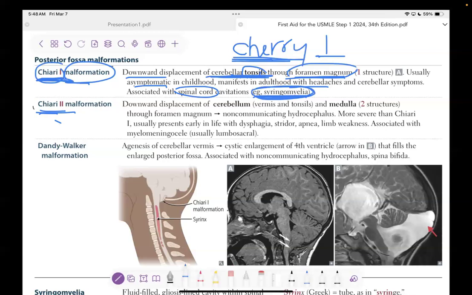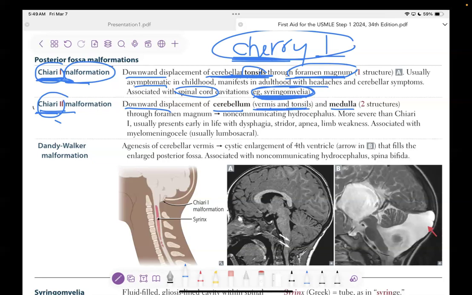In spinal cord, which is called syringomyelia. Whenever we say Chiari-2 malformation, now according to my mnemonic, Chiari 1, this is Chiari 2, it means that two organs are coming down. So downward displacement of cerebellum with medulla. So two organs are coming down. Which part of the cerebellum? Vermis and the tonsils. Even the parts of the cerebellum is two, it is not one.